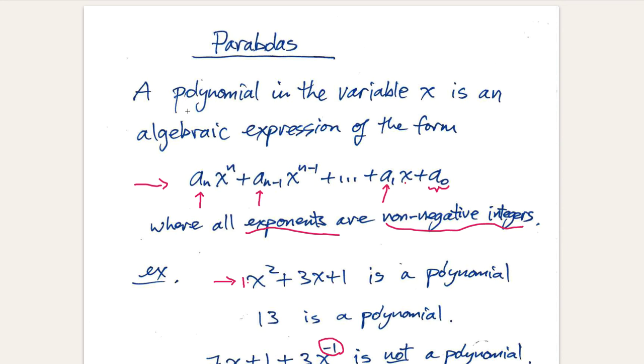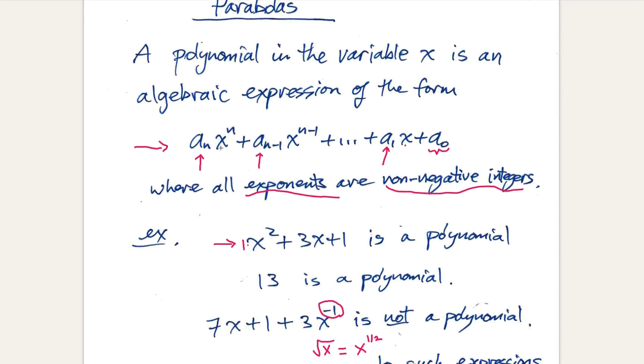A polynomial in the variable or unknown x is an algebraic expression of this form: a sub n x to the n, plus a sub n minus 1 times x to the n minus 1, plus so on and so forth, all the way down to a sub 1 x plus a sub 0, or what sometimes we call a naught. Let me mention a couple things here. All the exponents on x here, so n minus 1, all the way down, have to be non-negative integers.